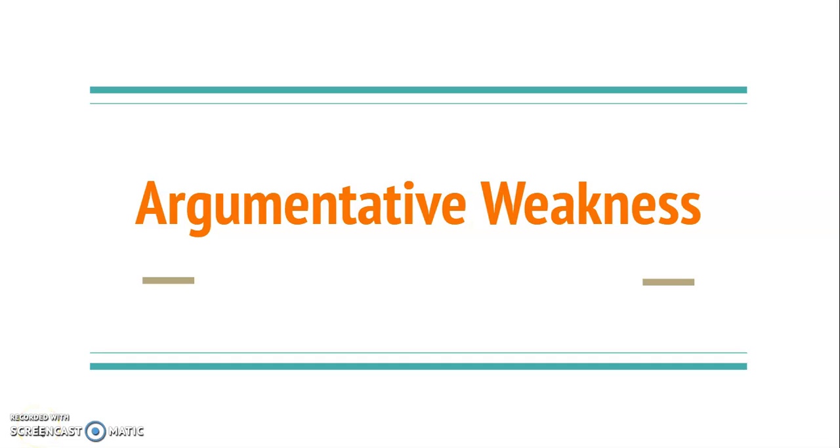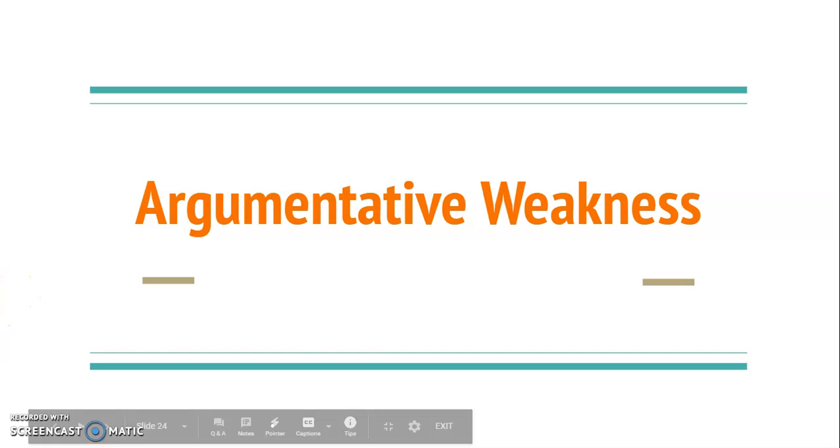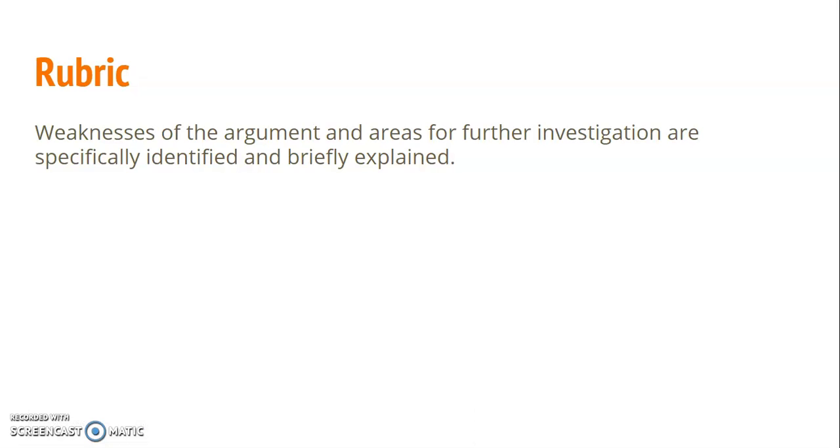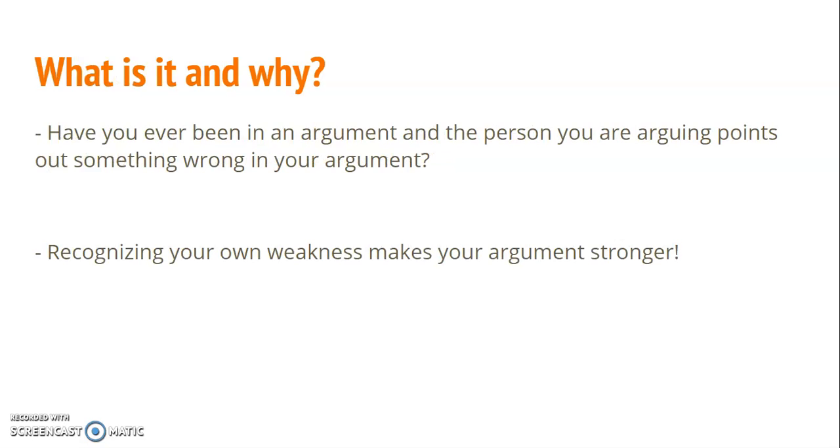Alright, if you need some help with argumentative weakness, you have come to the right place. This is easy. Let's take a look at what the rubric says that you need to do in order to get full points on argumentative weakness. Weaknesses of the argument and areas for further investigation are specifically identified and briefly explained. Excellent. Now, how do we do it? What is it and why?